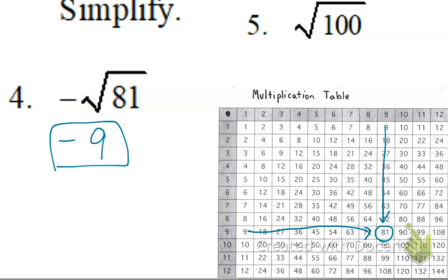And then looking for 100 in our table, we see that the square root of 100 is 10, because 10 times 10 is 100. If it doesn't have a sign in front of the square root, it's just going to be a positive. We call that the principal square root.